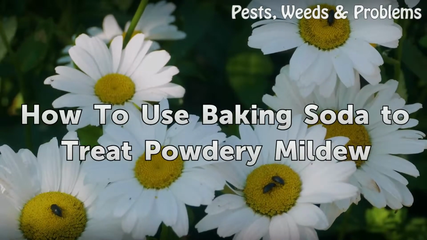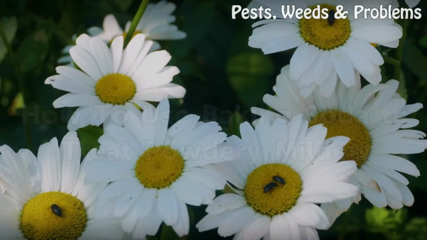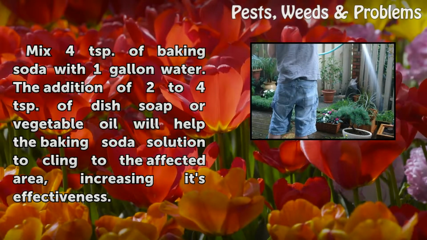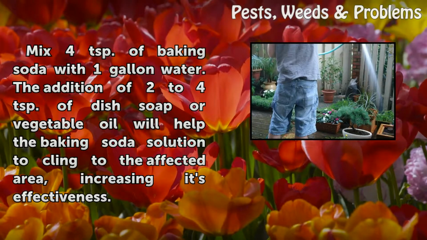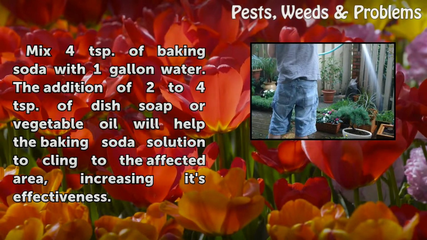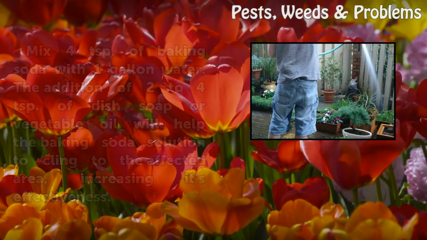How to use baking soda to treat powdery mildew. Mix 4 teaspoons of baking soda with 1 gallon water. The addition of 2 to 4 teaspoons of dish soap or vegetable oil will help the baking soda solution to cling to the affected area, increasing its effectiveness.